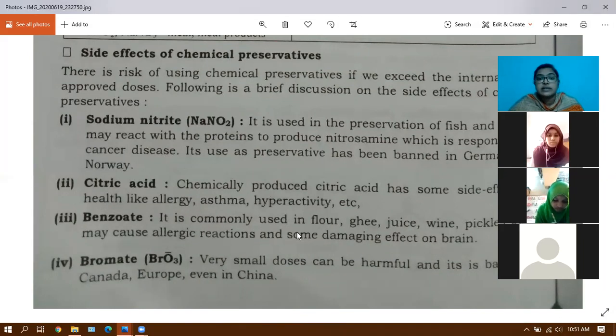Citric acid. Chemically produced citric acid has some side effects on our health, like allergy, asthma, hyperactivity, etc. Benzoate, bromate, BHA, that means butylated hydroxyanisole. Every chemical preservative has some side effects on our health.